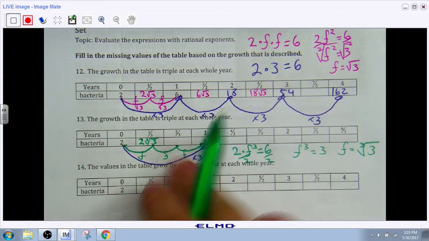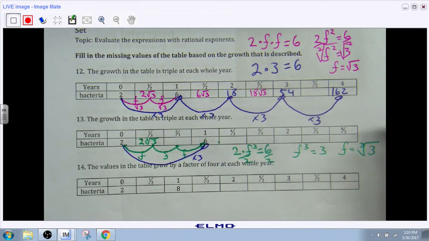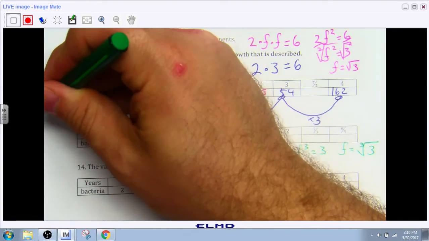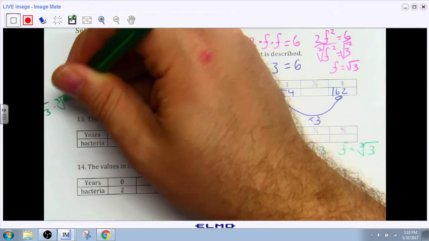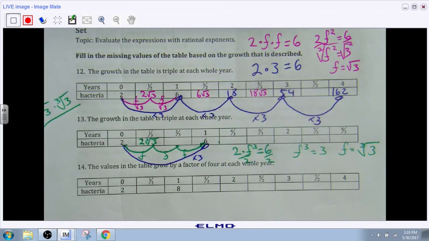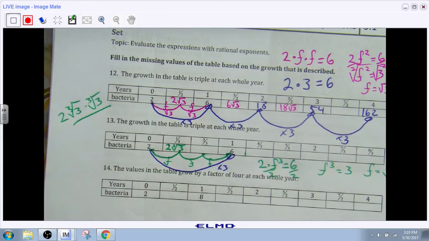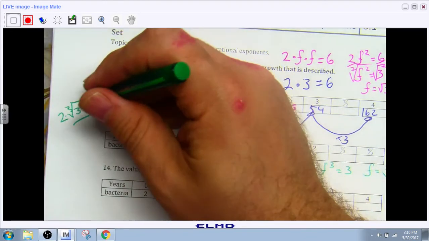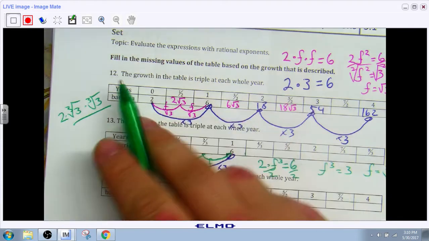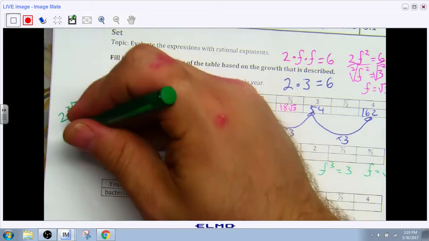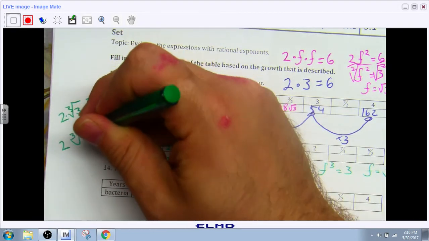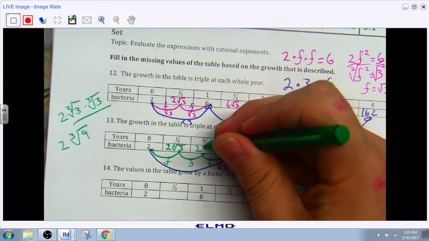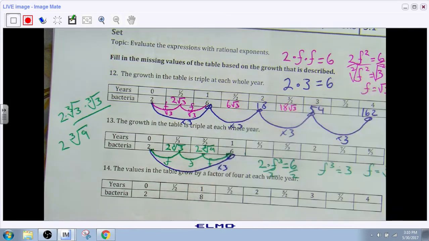And now this one's interesting too, because what I have here essentially is 2 times the cube root of 3 times the cube root of 3. Let me put that on the camera. So 2 times the cube root of 3 times the cube root of 3. When we have two things that are cube roots, we just multiply what's underneath. So we have 2 times the cube root of 9.